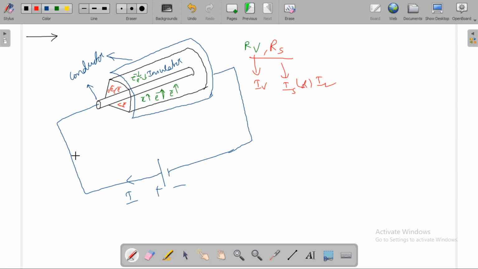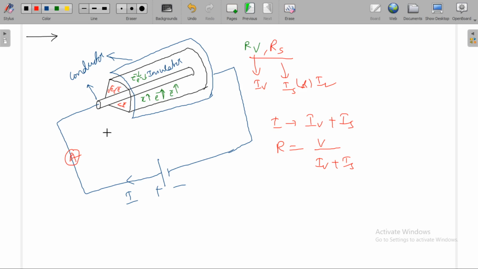Then if I place ammeter in series with this, then ammeter measures IB plus IS. So resistance will be equal to V by IB plus IS or IL. So I should eliminate this IL. How can I eliminate this IL? By using guard wire I can eliminate this IL.